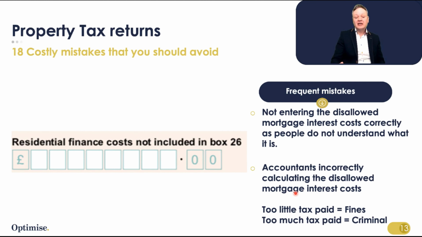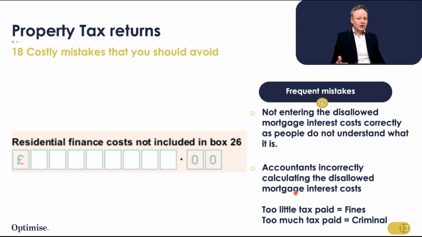And then we've got residential finance costs not included in box 26. Again, people do not understand some of these numbers. So as a result, they don't fill it in, or they put in the wrong number. What you need to be doing on here is, if you've got residential property, going forwards, you will need to put the full value of your mortgage interest costs in this box. Now, if you don't do that, you do not get the 20% tax relief.